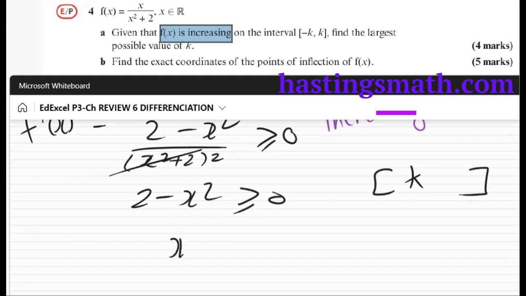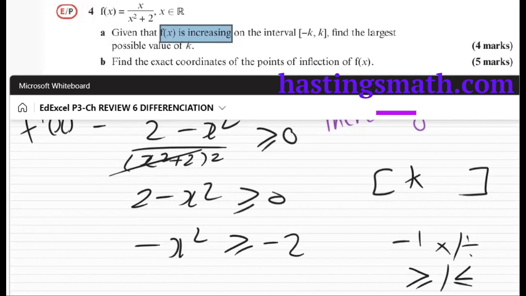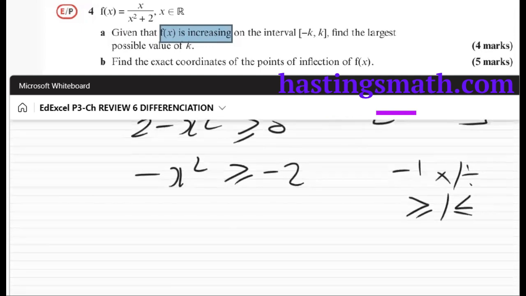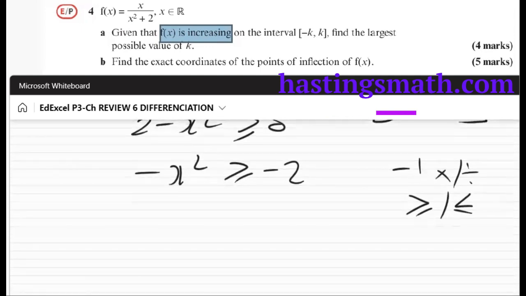So negative x squared is larger than negative 2. Be careful here. When you multiply or divide by a negative 1, the sign switches around. We're working with inequalities, so we're multiplying or dividing by negative 1, and our sign will switch around.